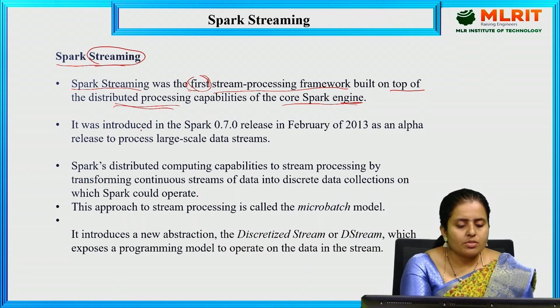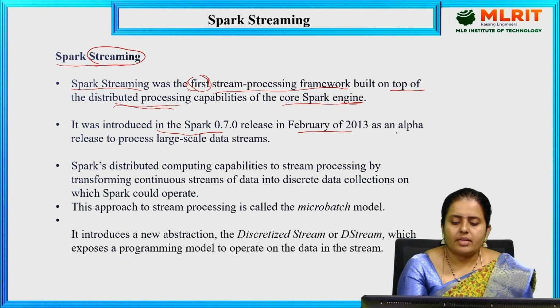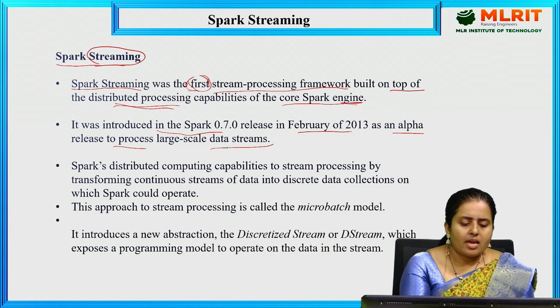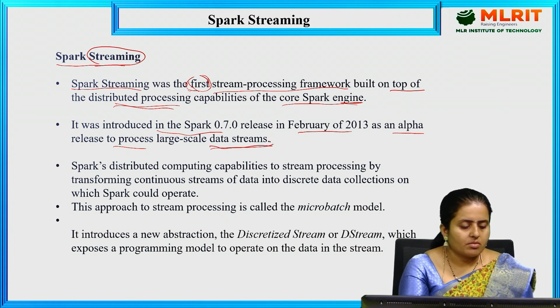It was introduced in the Spark 0.7.0 release in February 2013 as an alpha release to process large scale data streams. It brought Spark's distributed computing capabilities to stream processing by transforming continuous streams of data into discrete data collections on which Spark could operate.